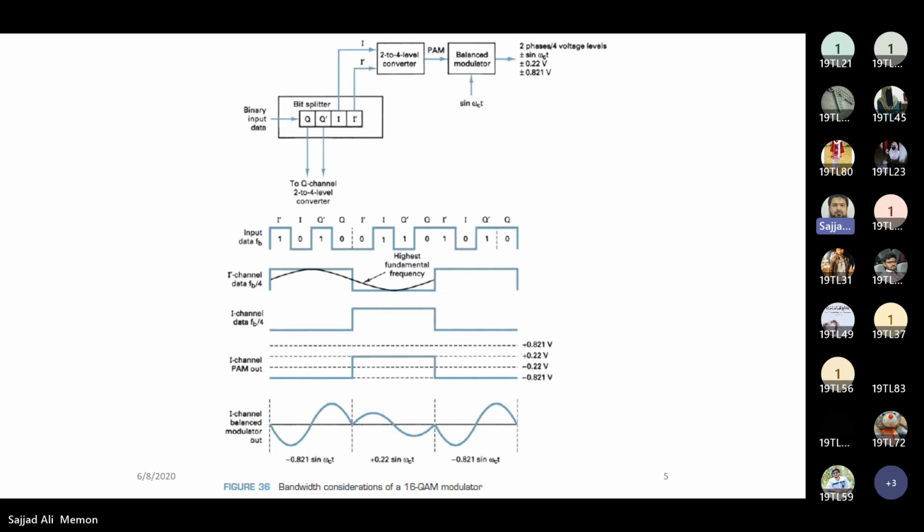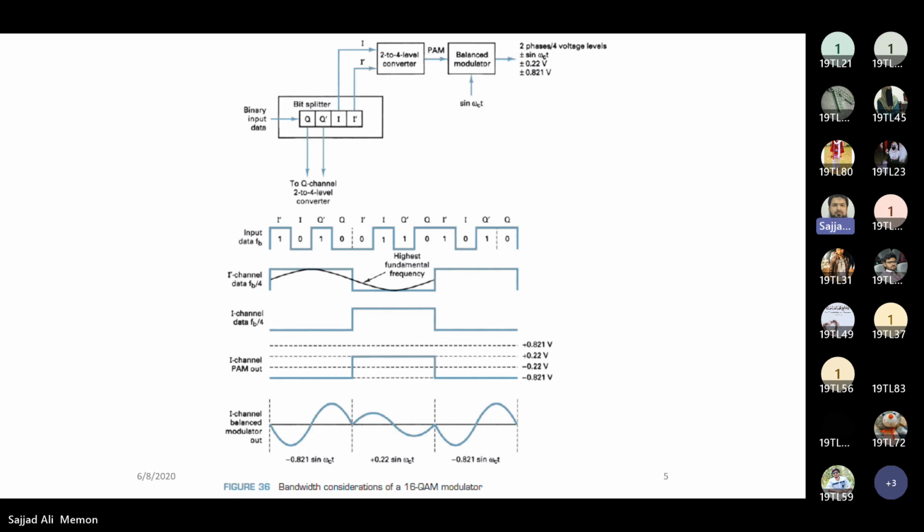This is the I channel PAM output on 4 different voltages. And this is the I channel balanced modulator output, that is minus 0.821 sin omega ct, then plus 0.22 sin omega ct, and again minus 0.22 sin omega ct. So this fb becomes fb by 4. That means stretching all the channels up to 4 times the bit time of the actual input data.